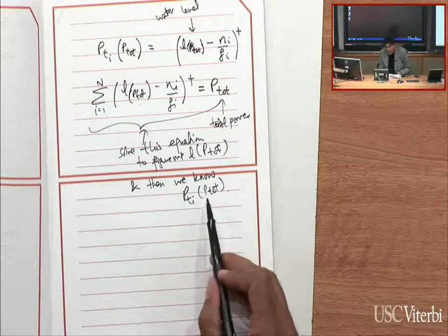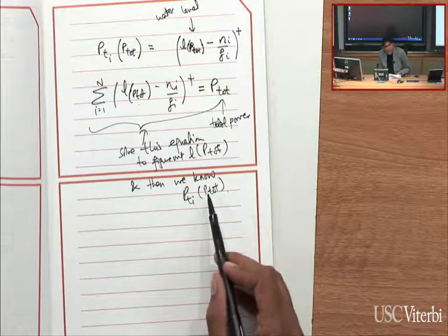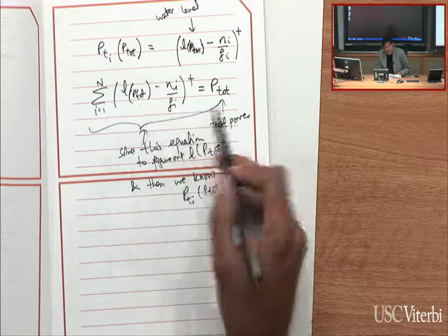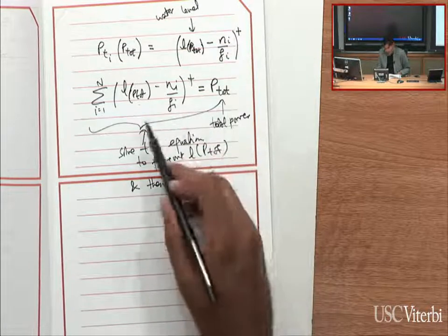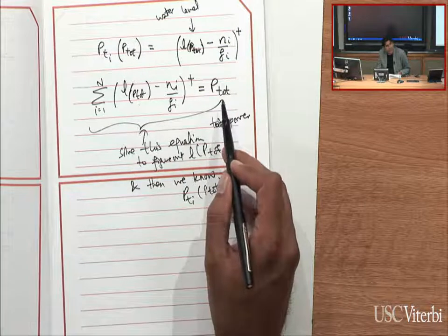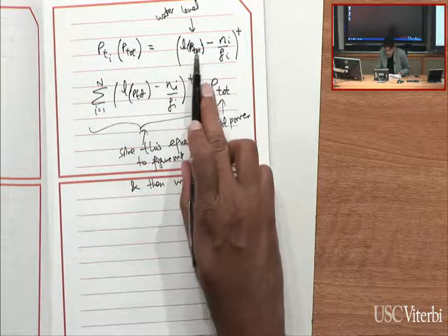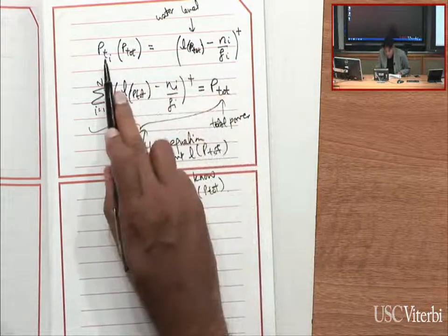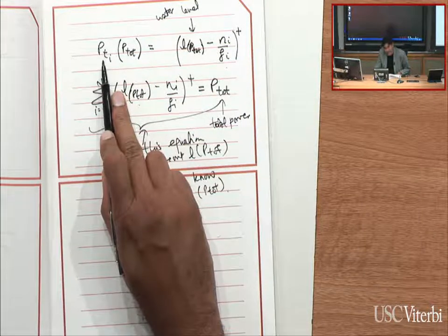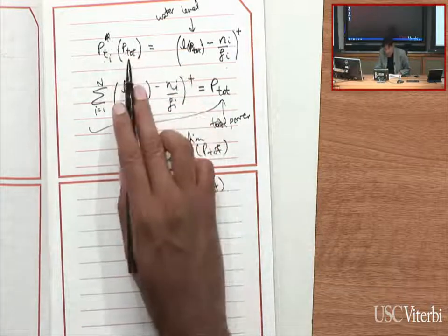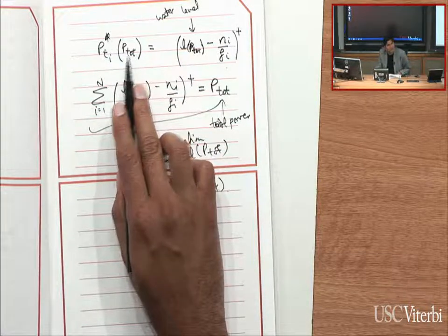Okay. So I hope this is not confusing you. All I'm saying is the answer depends on P total. What the water level is will be a function of P total. And because the water level is a function of P total and the transmit power is the level minus Ni over Gi, the transmit power that you should allocate optimally is also a function of P total. Right?